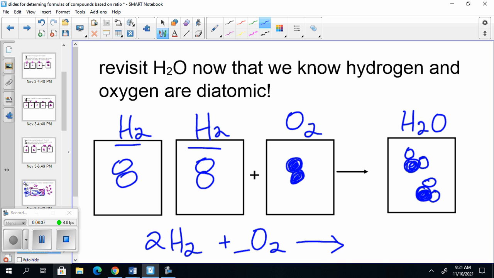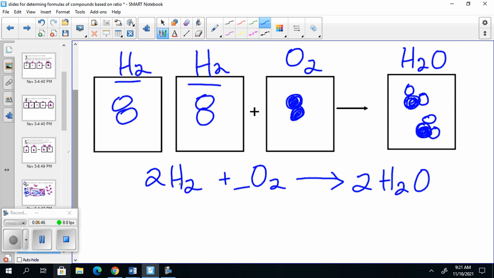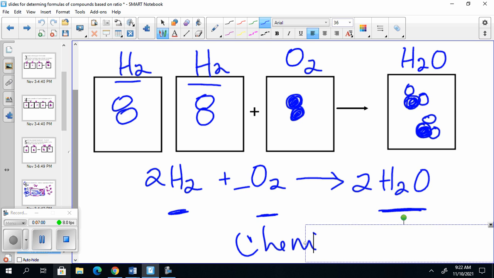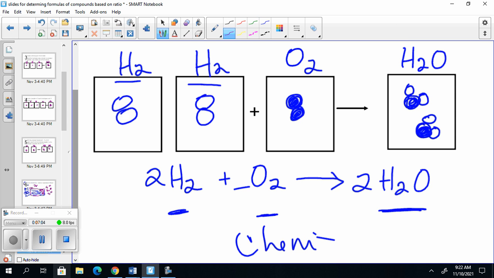And then I formed 2 waters. So 2 H2Os. So that's our first chemical reaction. 2 hydrogen plus 1 oxygen makes 2 waters. And again, the properties of hydrogen and the properties of oxygen are different than the properties of H2O because this is a chemical reaction. I have formed a new compound.